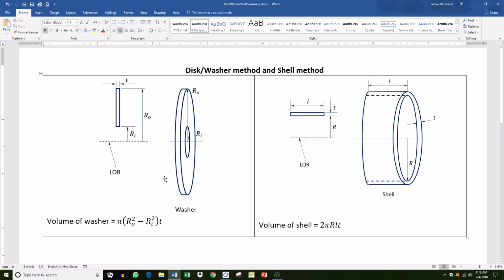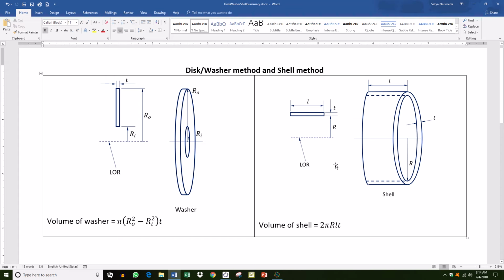And the volume of the washer is pi times rho squared, this formula, rho squared minus ri squared times t, right? R sub I is the distance from the line of revolution to the closest point on the rectangle, and R sub O is the distance from the line of revolution to the farthest point on the rectangle. So that means we can know precisely what R sub I and R sub O are. And the T is the thickness that you see. Remember this one.